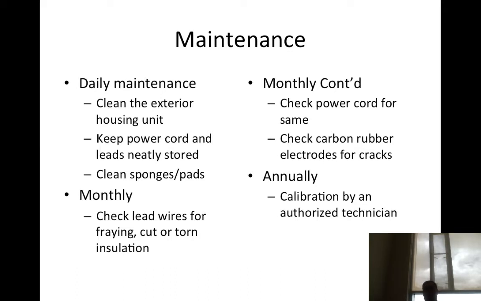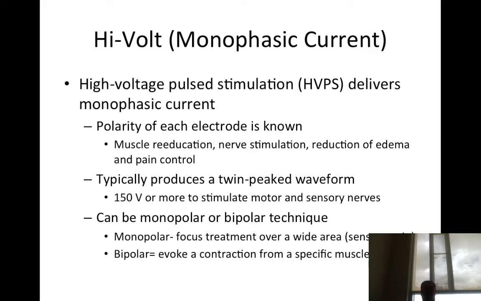Annually, calibration by an authorized technician. I kind of talked about that already. So high volt pulse stimulation, or HVPS, is a monophasic current. This delivers monophasic current. Makes sense. Polarity of each electrode is known. We use this for muscle re-education, nerve stimulation, reduction of edema, and pain control. Four different ways or reasons we would use high volt.